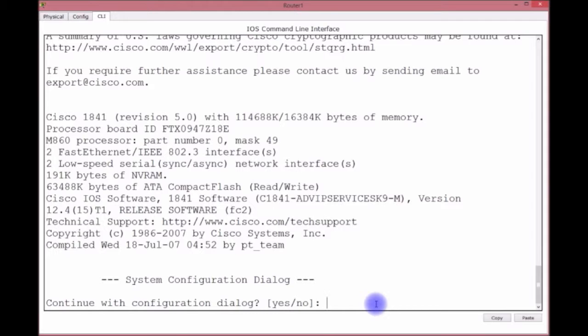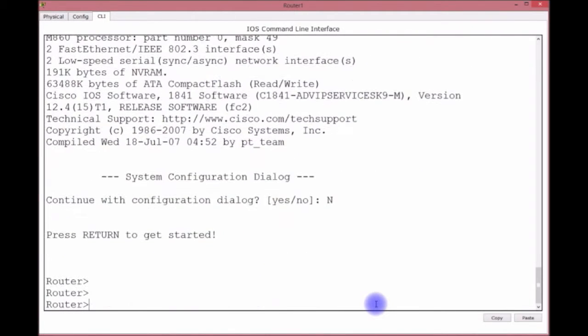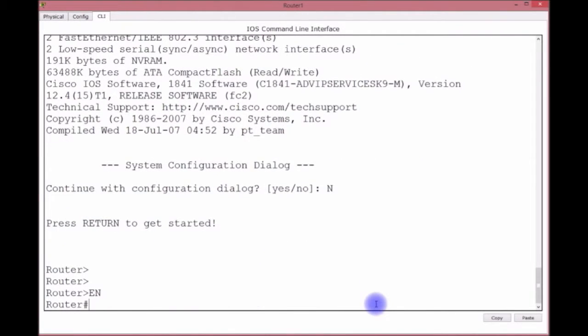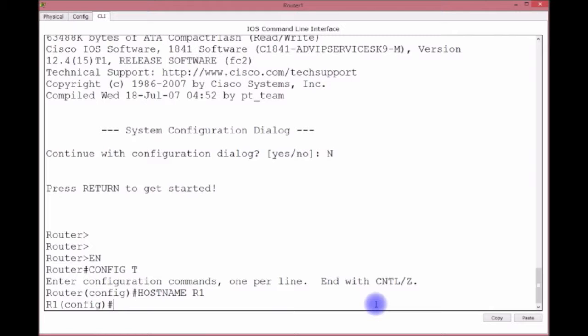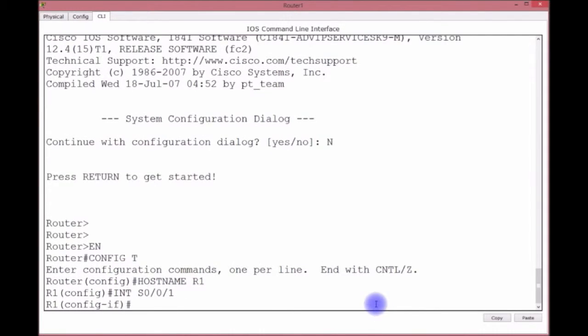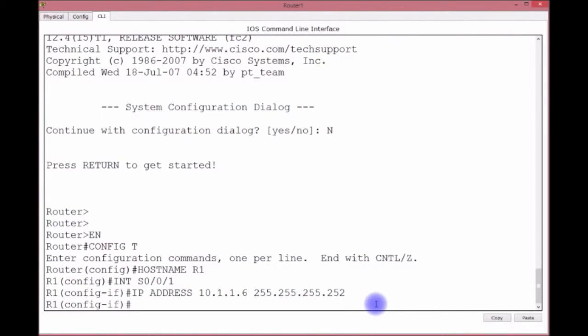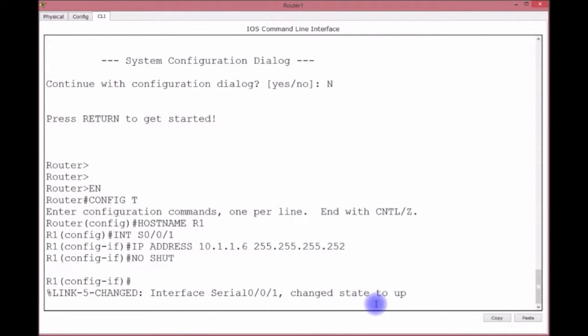All right. I'm going to say no. We'll give it a name. This is router 1. Host name R1. That's because that's what it says in the title bar. Interface S0/0/1. Enter. IP address 10.1.1.6. 255.255.255.252. Enter. And since it's a DTE, all I do is a no shut. And if it's the right interface, boom, change state to up.